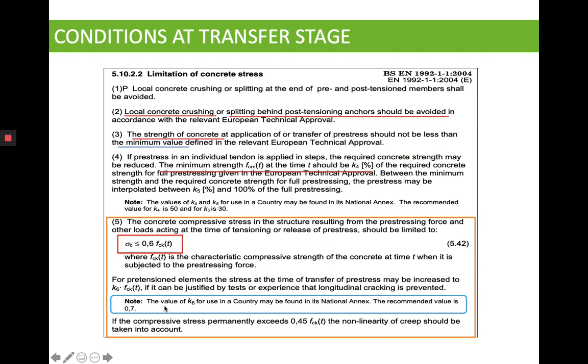So this value of 0.6 fckt, k can also be increased up to 0.7. However, it has to be justified by test. So that is for the clause from the Eurocode 2.